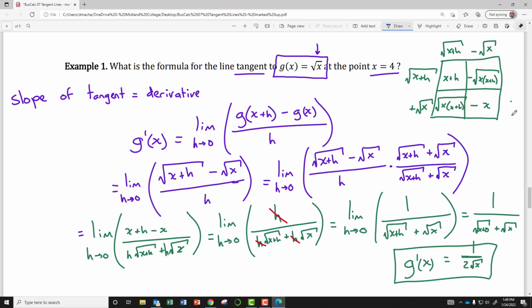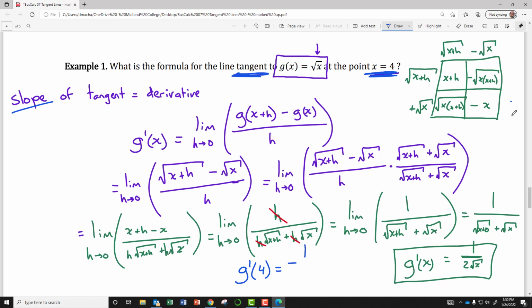But we have not yet answered the question, because the question is, what is the formula for the line tangent to this function, or this curve, at the point x is equal to 4? And so we just found the slope of the tangent line at any given value of x, but now we want to know what is the slope specifically when x is equal to 4. So we'll evaluate the derivative, g prime of 4.